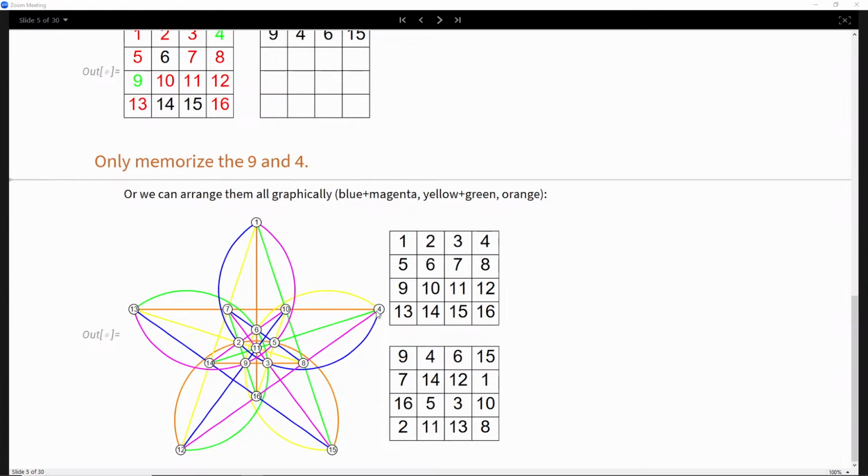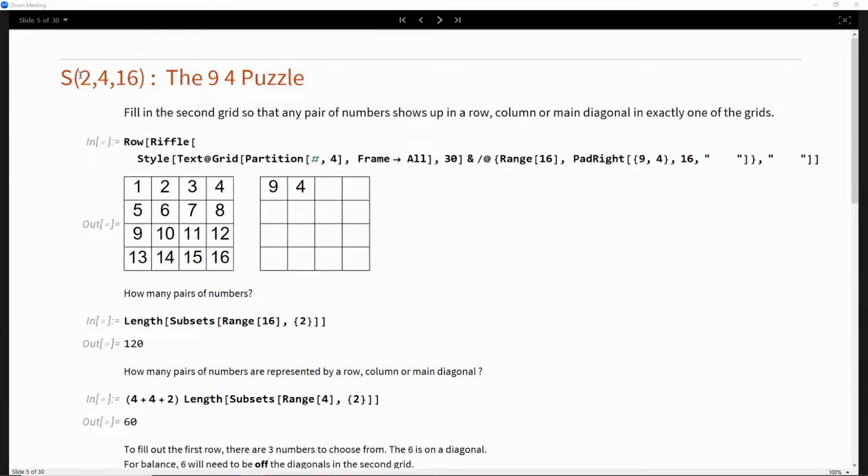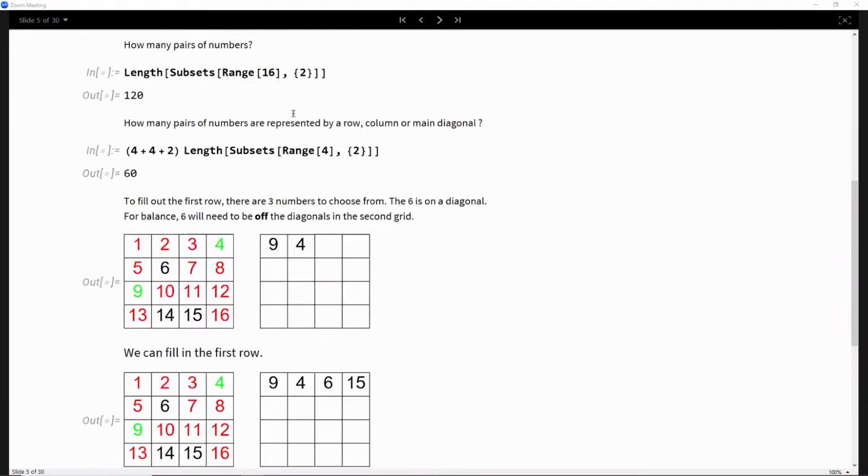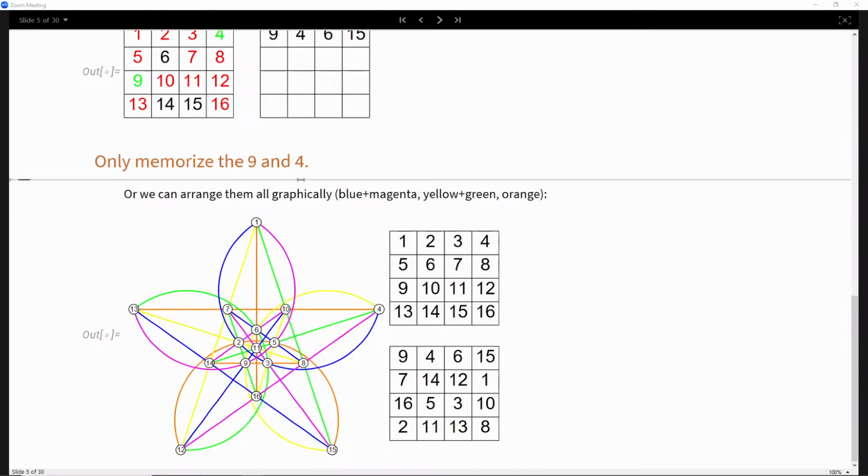Here's 9, 4, 6, 15. And green has the columns of the second square. For example, 7, 2, 9, 16 is this column here. So usually with these combinatorial designs, this is the Steiner 2-4-16 design. Usually there's both a pattern of blocks you can find and a geometric version you can come up with.